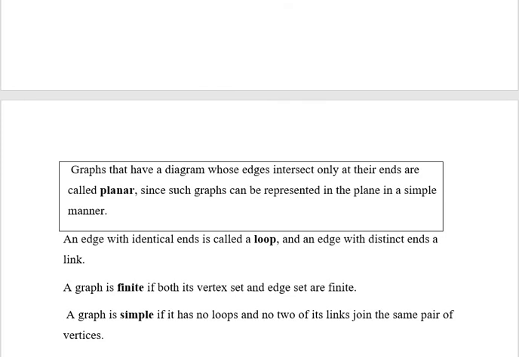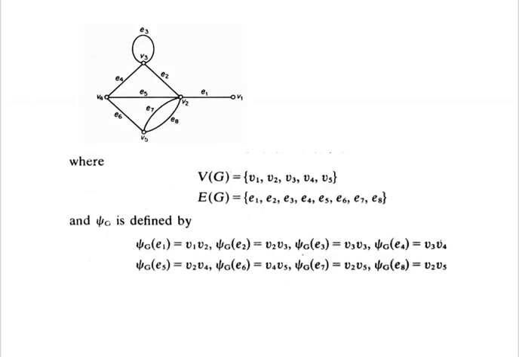Graphs that have a diagram whose edges intersect only at their ends are called planar, since such graphs can be represented in the plane in a simple manner. The example we have discussed above is an example of a planar graph, because the edges present in that graph intersect only at the end vertices. None of them intersect at any other points other than the end vertices. So this is an example of a planar graph.